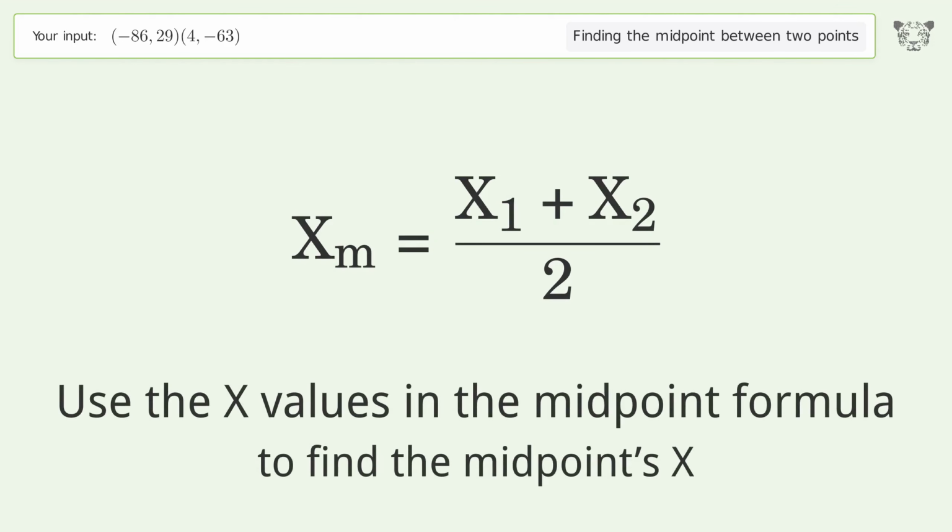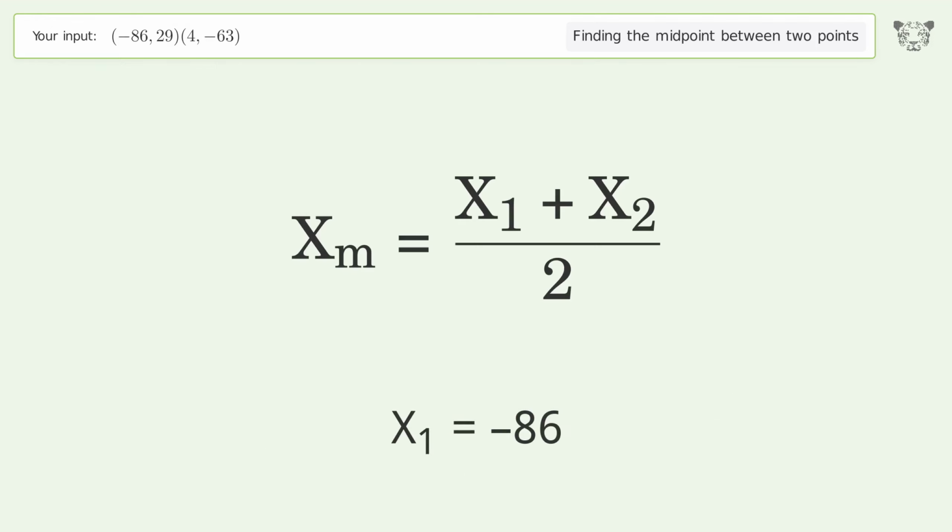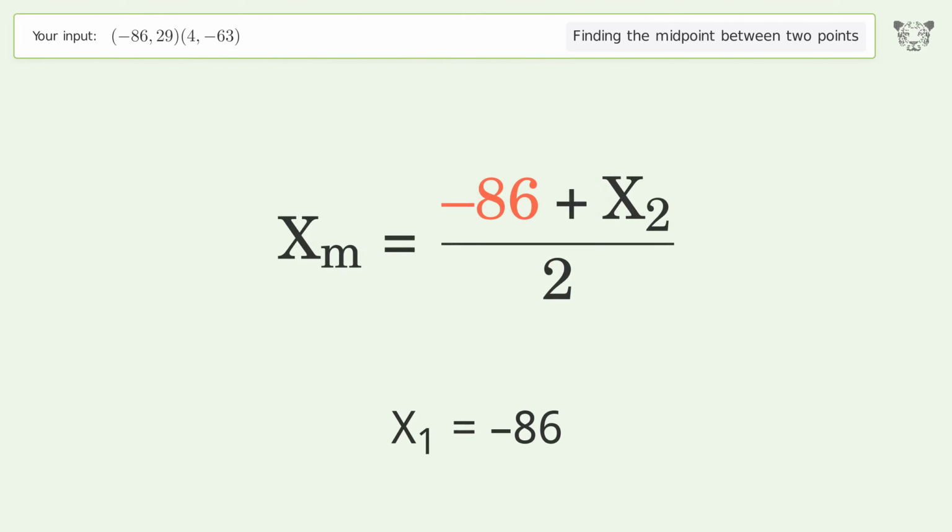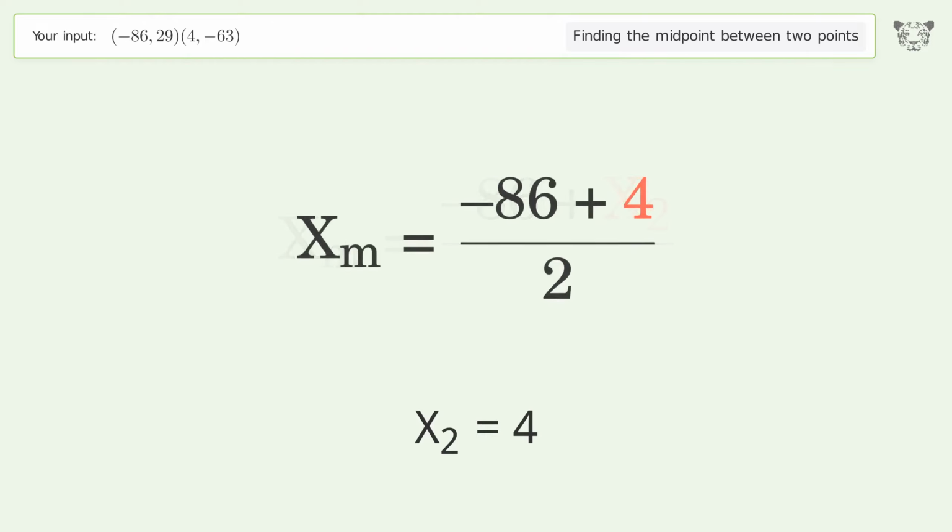Use the x values in the midpoint formula to find the midpoint's x. x1 equals -86. x2 equals 4. Simplify the arithmetic.